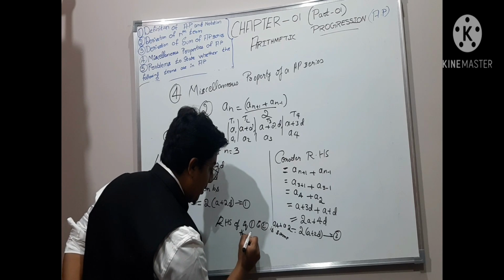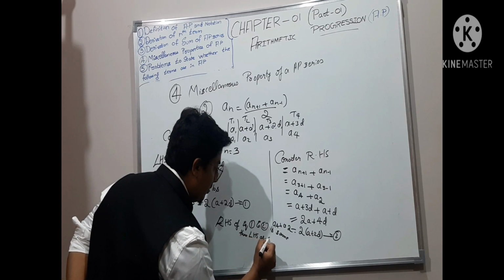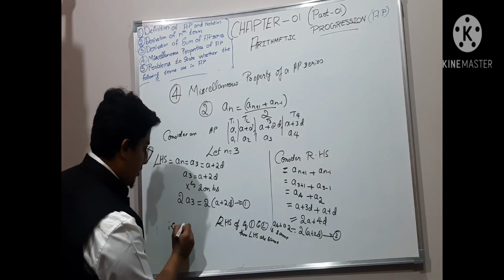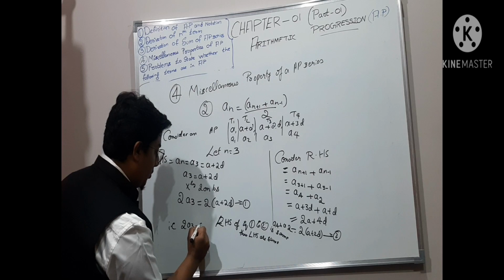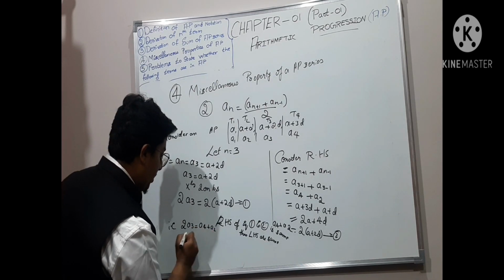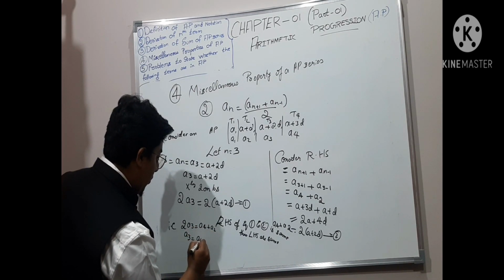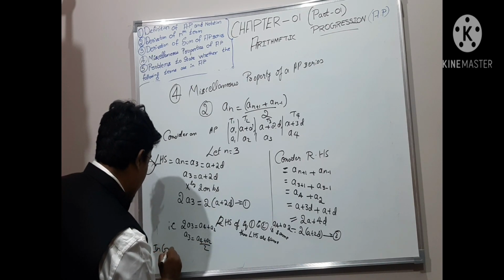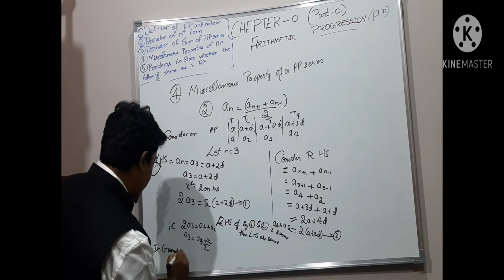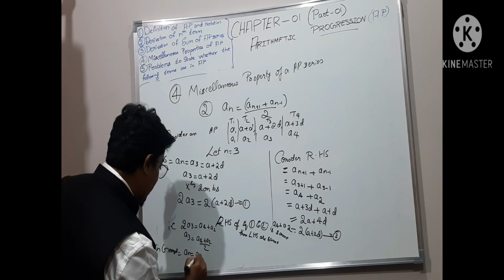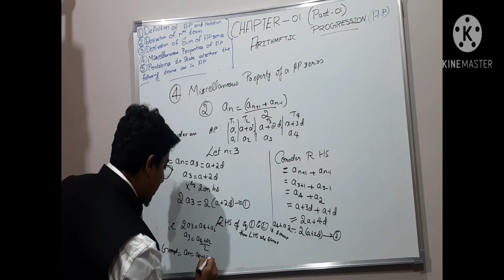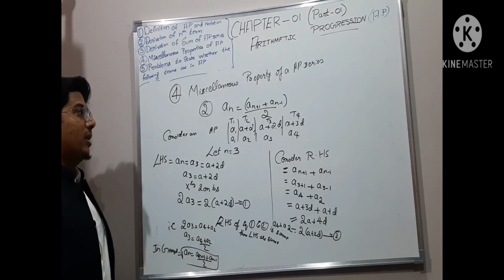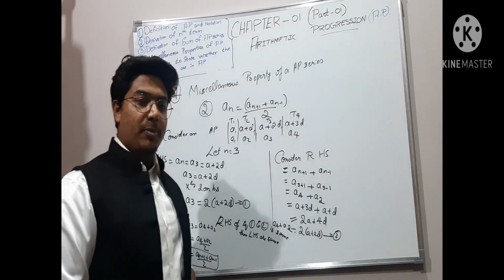Thus, LHS are the same. That is, 2 times a3 is equal to a4 plus a2. So a3 is equal to (a4 plus a2) divided by 2. In general, if it is an, we have (an plus 1 plus an minus 1) by 2. This is a derivation for the second miscellaneous property of arithmetic progression series.